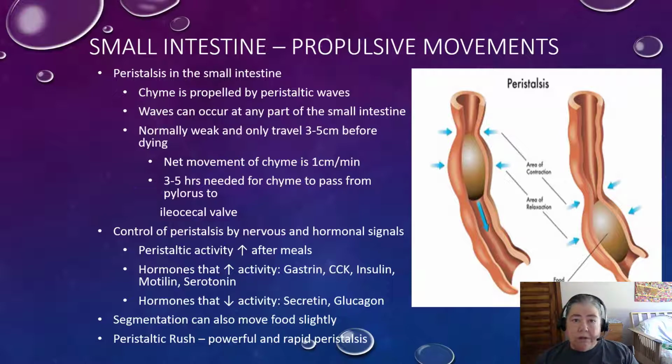So insulin and glucagon, if you remember, are both pancreatic hormones that are passing out of the pancreas through blood. There is also movement of food forward from segmentation and mixing. Occasionally, there'll be something called a peristaltic rush, which is a powerful and rapid peristalsis, and we often hear that or see that on the surface of the stomach as unusual motion.